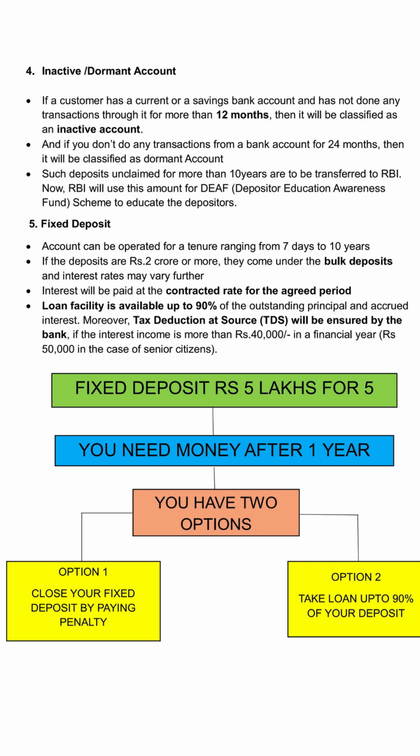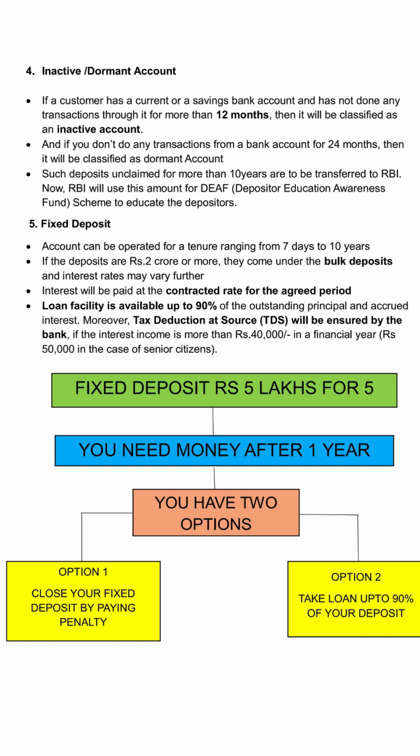So this is a continuation of our previous topic, types of account and nomination part 2. We had earlier learnt about CASA ratio, so we start with inactive and dormant account. When does an account become inactive? When in a savings account or current account there is no transaction done for more than 12 months, it is classified as an inactive account. And if you don't do any transactions with a bank for 24 months, then it is classified as a dormant account. Such deposits unclaimed for more than 10 years are transferred to RBI. Now RBI will use this amount for the DEAF account. The DEAF scheme is the Depositor Education and Awareness Fund, which is shortly called DEAF.